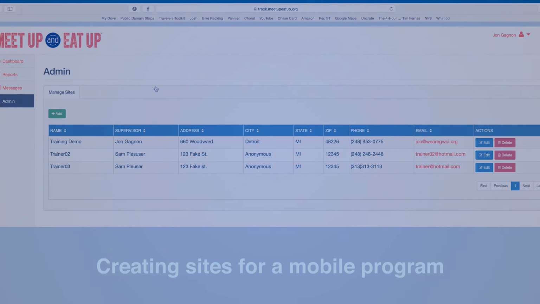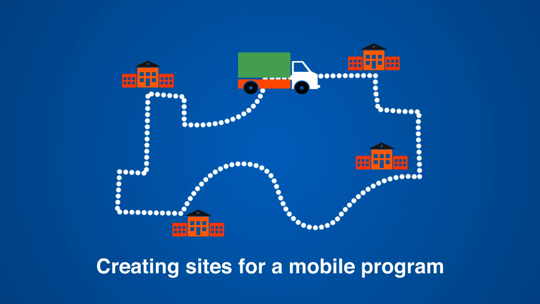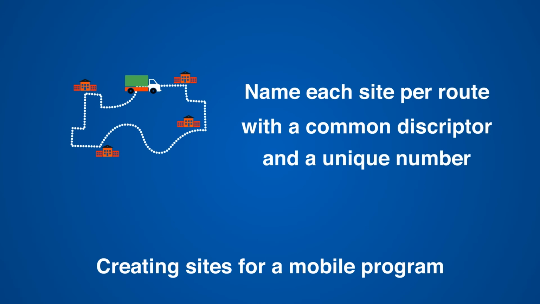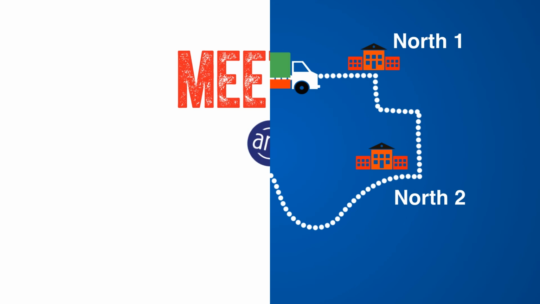If you are creating sites for a mobile program, we suggest naming each site per route with a common descriptor and a unique number. For example, North 1, North 2, North 3, and so on.